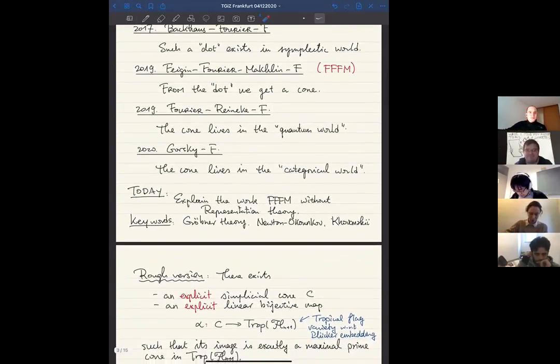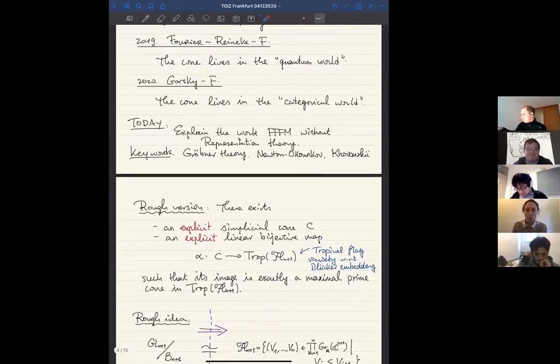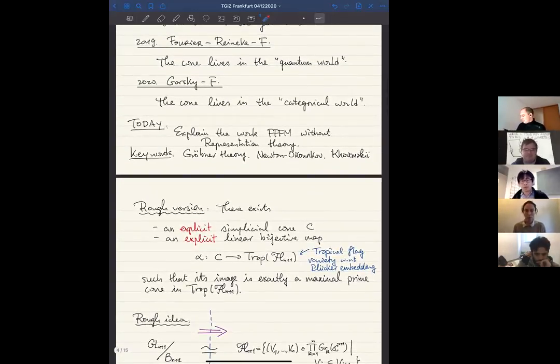Okay, now I want to start with a rough version of what I want to explain. The precise result will come later. Now I just want to give you some intuition about what I want to say. So essentially, I want to explain that there exist two things. First is an explicit simplicial cone. I call it C. This we know the facets. And second is an explicit linear bijective map, alpha.